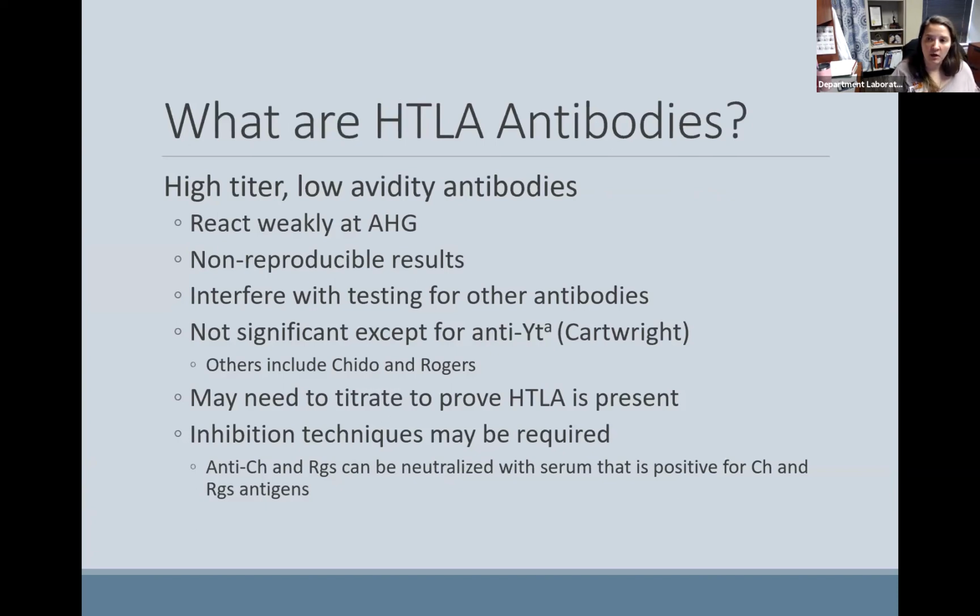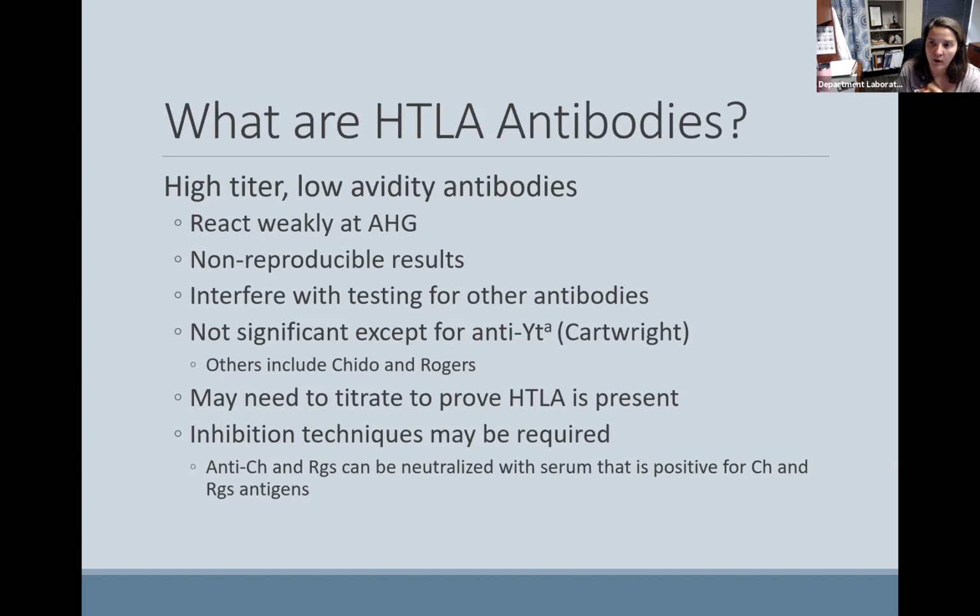And then there's also high titer, low avidity antibodies. These react weakly at AHG. They give non-reproducible results, and they interfere with testing for other antibodies. Usually they're not clinically significant, except for the Cartwright antibody. Some other antibodies are also considered high titer, low avidity, and those are Chido-Rogers.